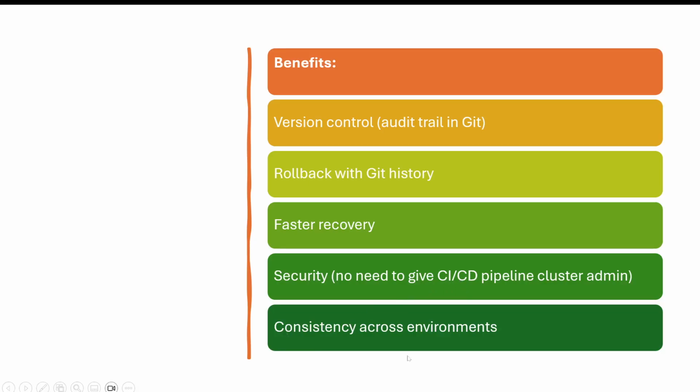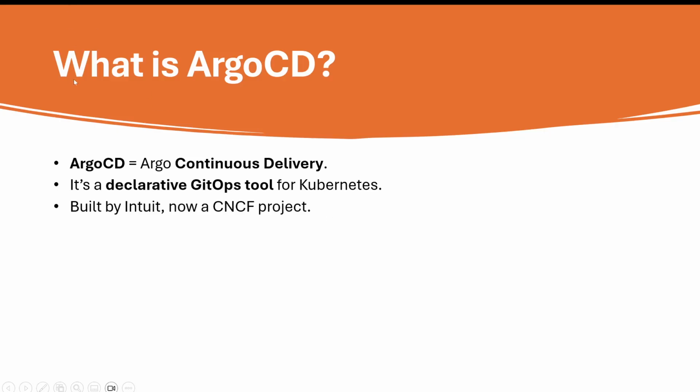And also consistency across environments. It will be constant across different environments. If it is dev, prod, whatever it is, you will use the same Git repo, so you will have the same configurations across environments. And then what is Argo CD? Argo CD is Argo Continuous Delivery.